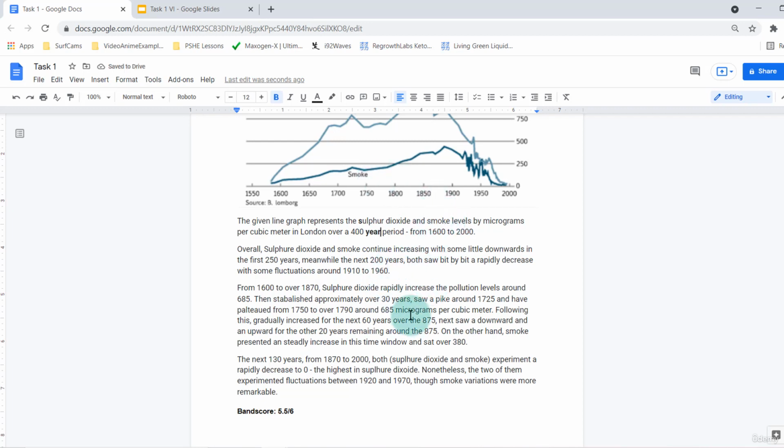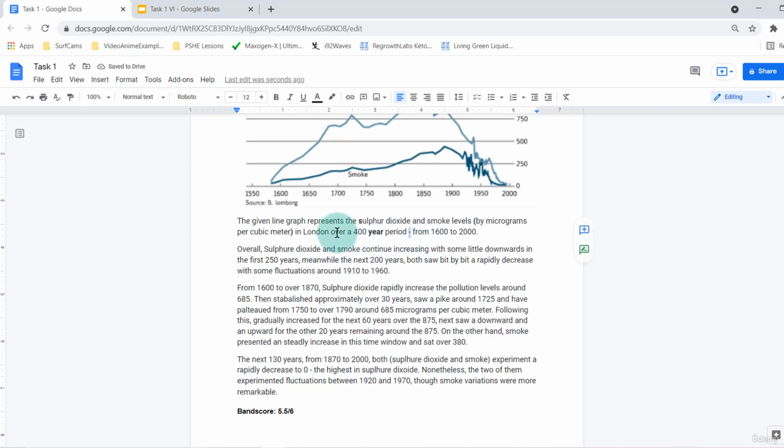So again, there are a couple of examples here for vocabulary, our lexical resource, of missing words possibly. So let's just read back. And smoke levels by micrograms per cubic metre in London over a 400-year period from 1600 to 2000. So I think really that was probably the only two changes I'd make. Something else that I might consider is to use brackets. So the given line graph represents the sulfur dioxide and smoke levels. And then just as a side note, and it's kind of showing off to the examiner, I could possibly use brackets here. And I think, you know what, I'm going to leave them in.